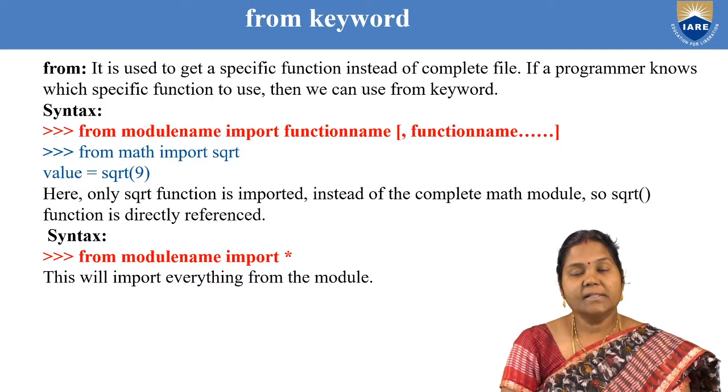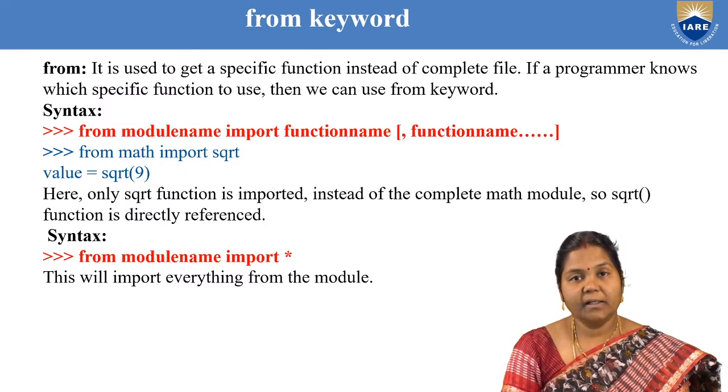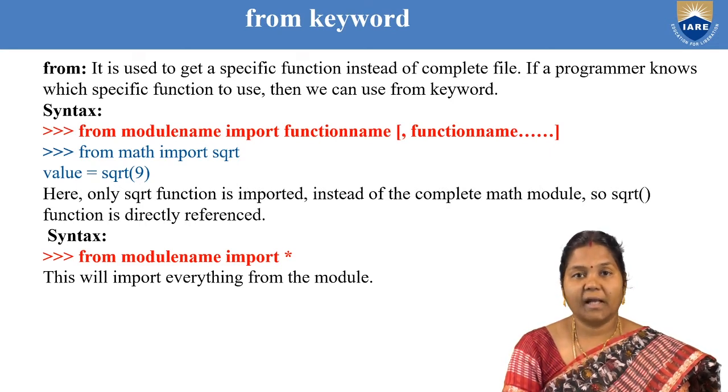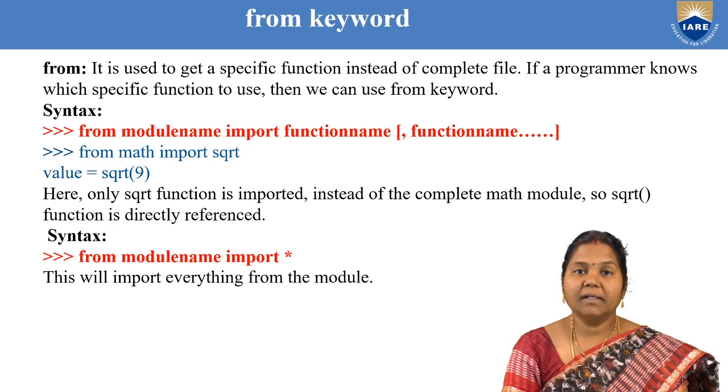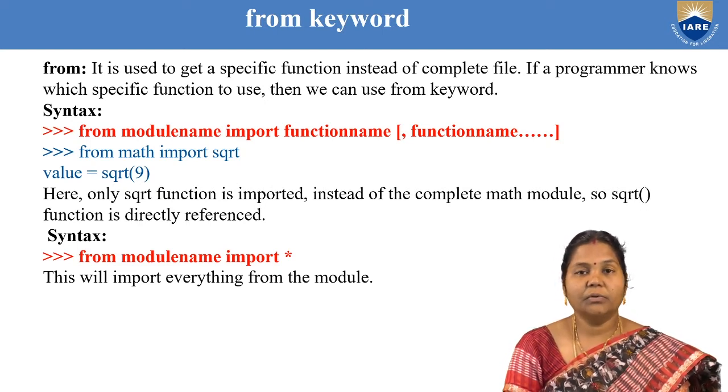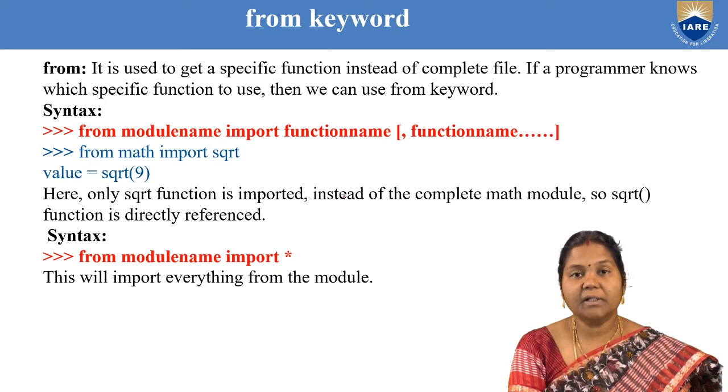Now, the second way is this. Whenever we are writing import a particular module name, then all its functions and variables are active. So you can use any one of the functions or variables from that module. But if you want to import only a few functions from a particular module, you can do it using the from keyword. So from is used to get a specific function instead of the complete file.